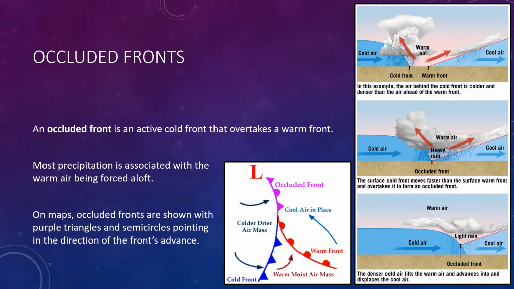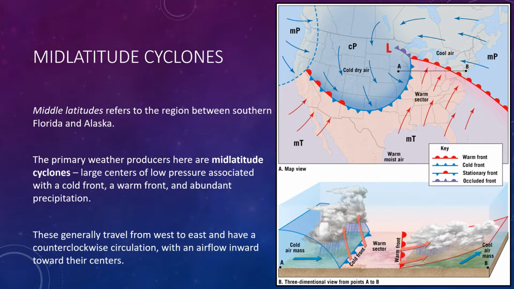So we can kind of combine all of these now and discuss mid-latitude cyclones. So far, we have examined the basic elements of weather, as well as the dynamics of atmospheric motions. We are now ready to apply our knowledge of these diverse phenomena to an understanding of day-to-day weather patterns in the middle latitudes. For our purposes, middle latitudes refers to the region between southern Florida and Alaska.